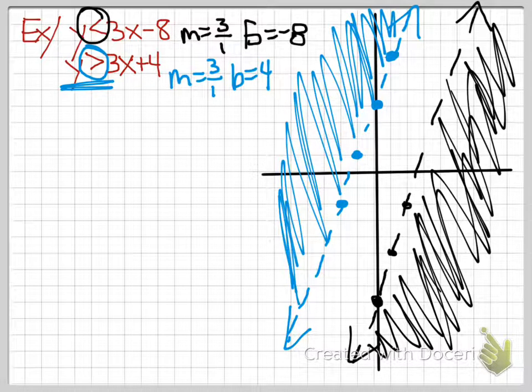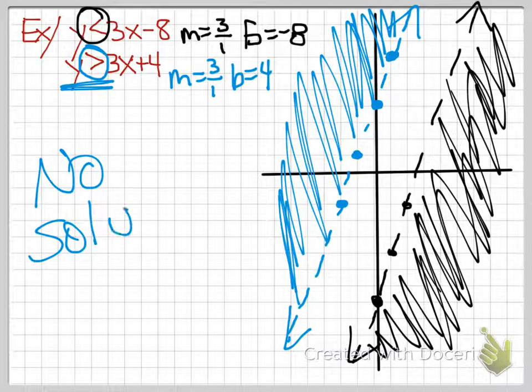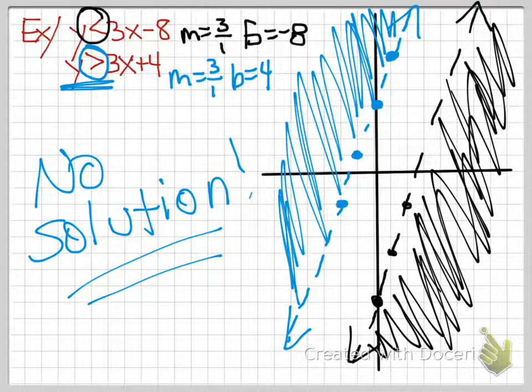Okay, and now the next step is to check the region, identify the region where the shaded regions intersect, and they don't. So this one's fun. There is no solution. These are our favorite kind because our work stops here. Okay, go ahead and try this one.